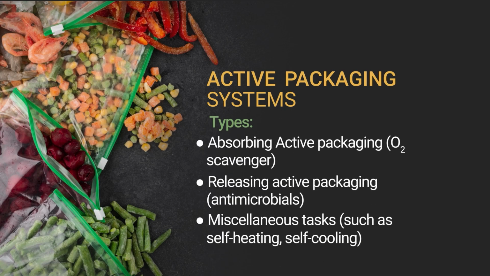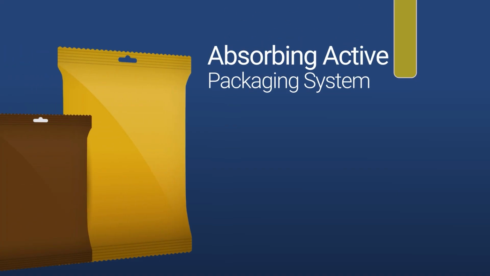There are mainly 2 different types of active packaging systems, absorbing type and releasing type. Then another category is miscellaneous, whose examples are the self-heating or self-cooling containers. So now we will see the different types of absorbing active packaging systems we can use for different types of food. First one is oxygen scavenger.